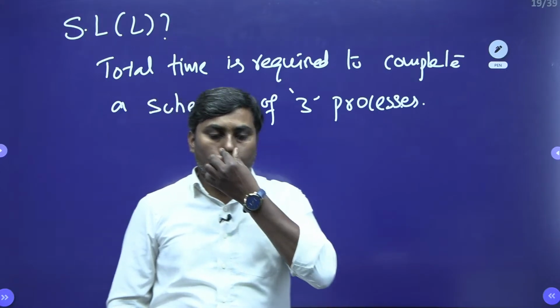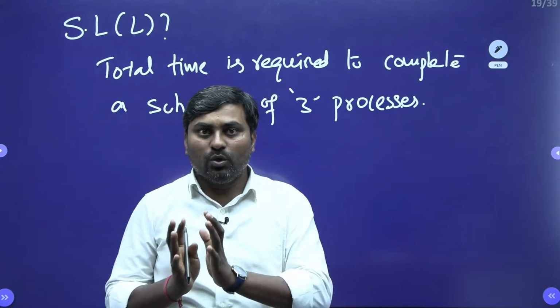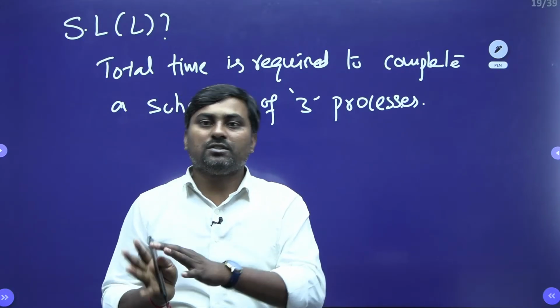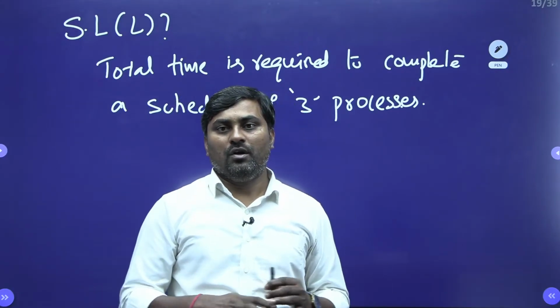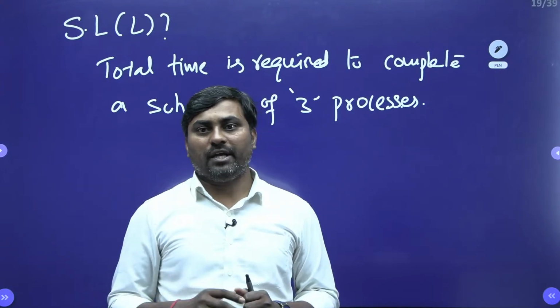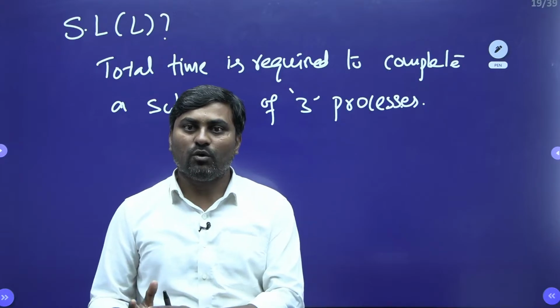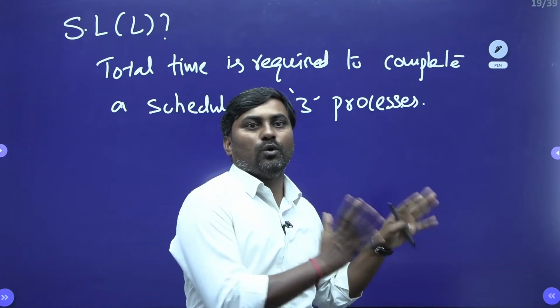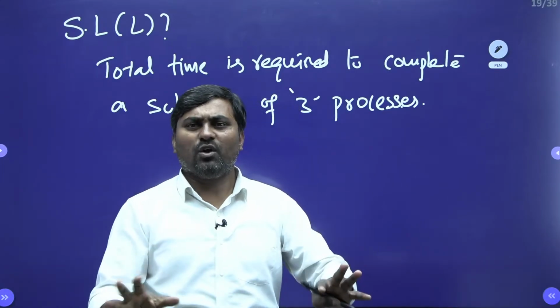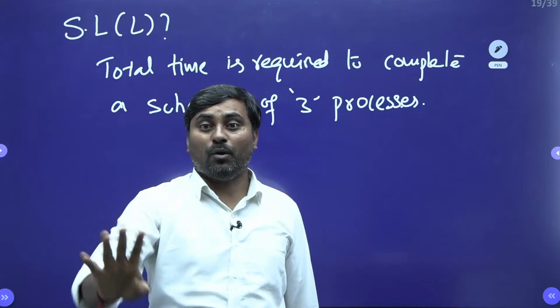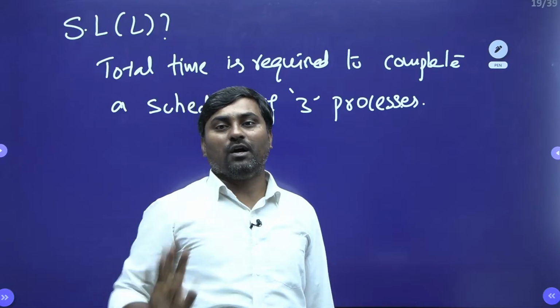Another way I will tell you. Suppose 3 processes are scheduled at 9 o'clock, morning 9 a.m., but all 3 processes are completed at 12 o'clock. How much time have they taken? 3 hours, 9 to 12. Any order I schedule, they complete at 12 only. Now the schedule length becomes 3 hours here.